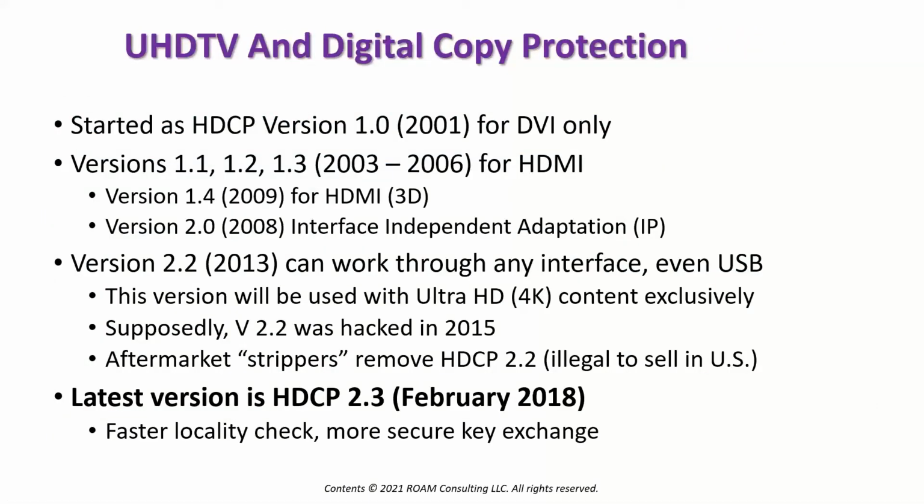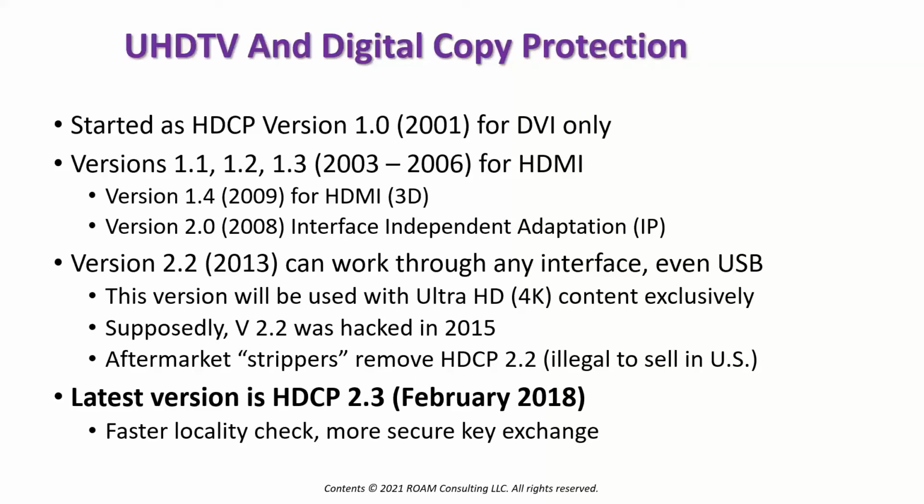I want to mention copy protection because we've been living with this for years. It started in 2001, version 1. Versions 1.1 through 1.3 were evolved in 2003 through 2006 for the HDMI connector. Version 1.4 came out along with version 1.4 of HDMI for 3D. And then version 2.0, which was introduced in 2008, can run on other interfaces. It's interface independent. So the later version of that, 2.2, can work over anything.